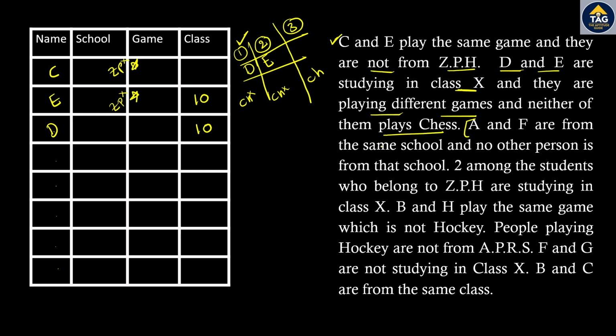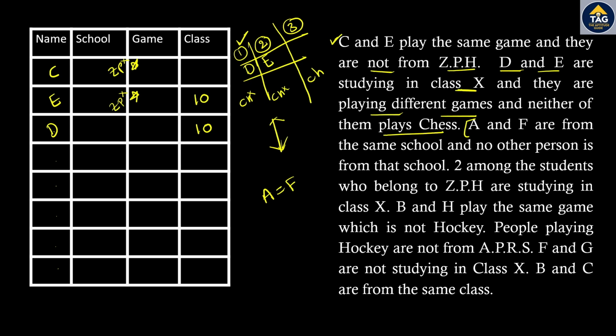A and F are from the same school and no other person is from that school. So the school to which A belongs, F should also belong to. So these 2 are from the same school, and we have no other person from this school. Now, putting these two conditions together, the one which we discussed earlier and this one, can I say that A and F belong to school 1? Do you guys agree? Your answer should be no.